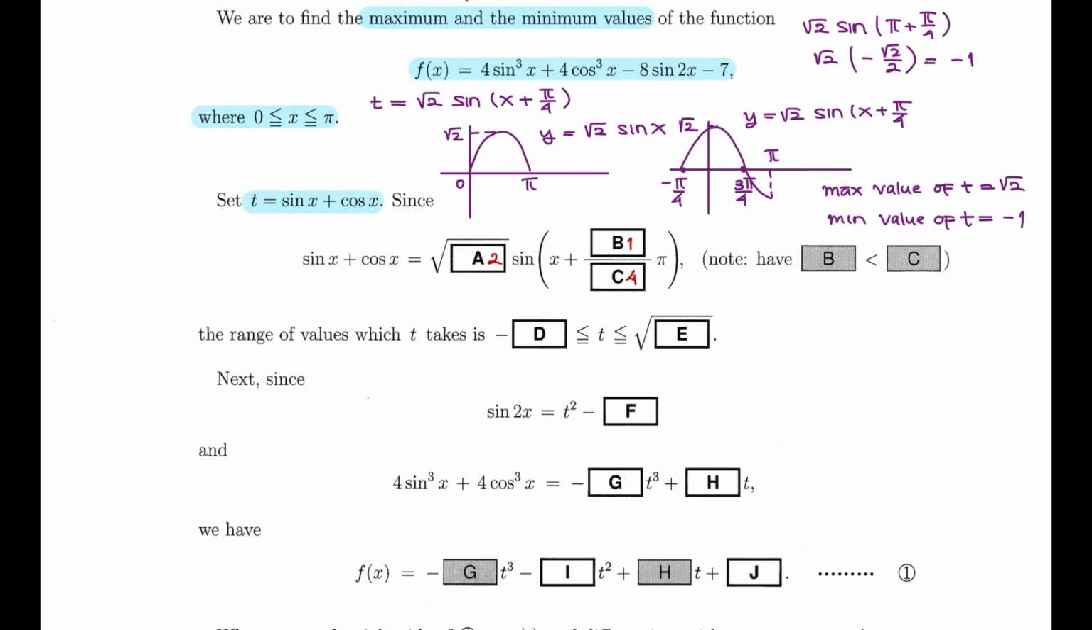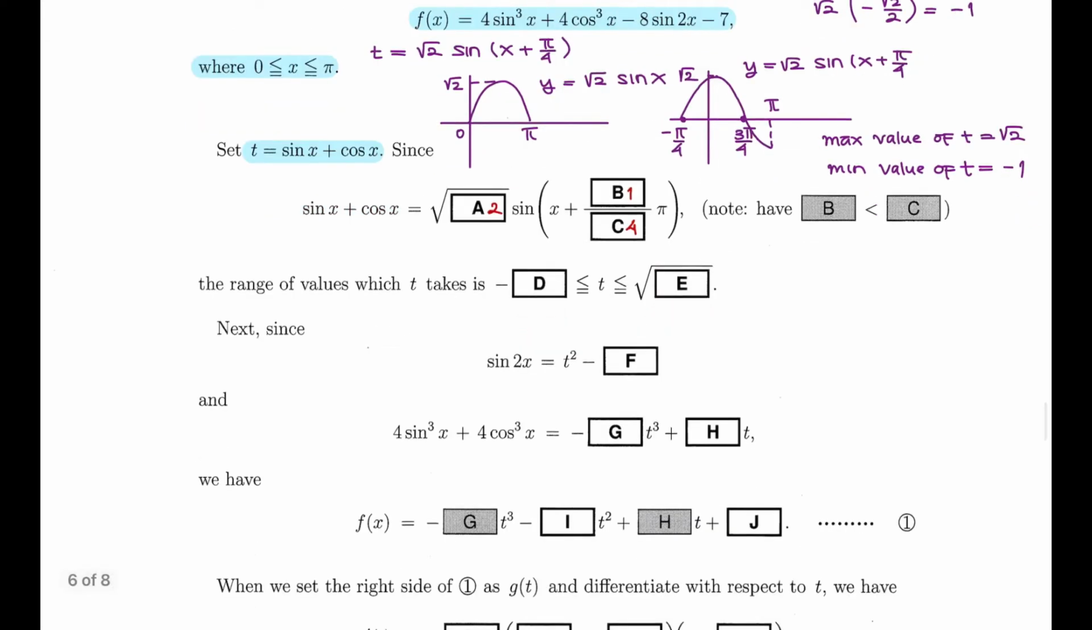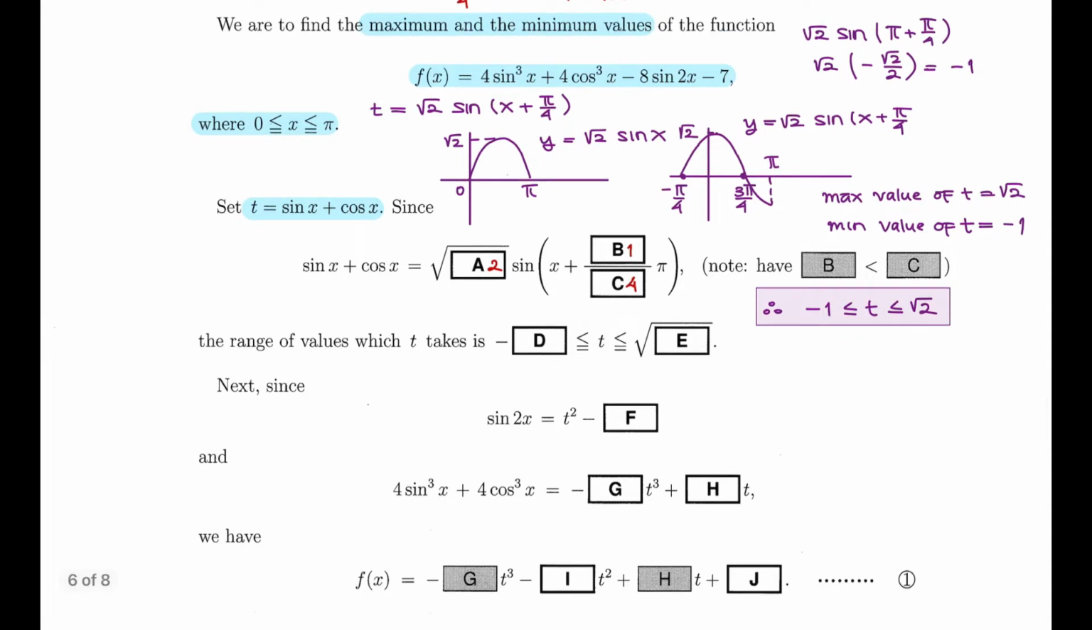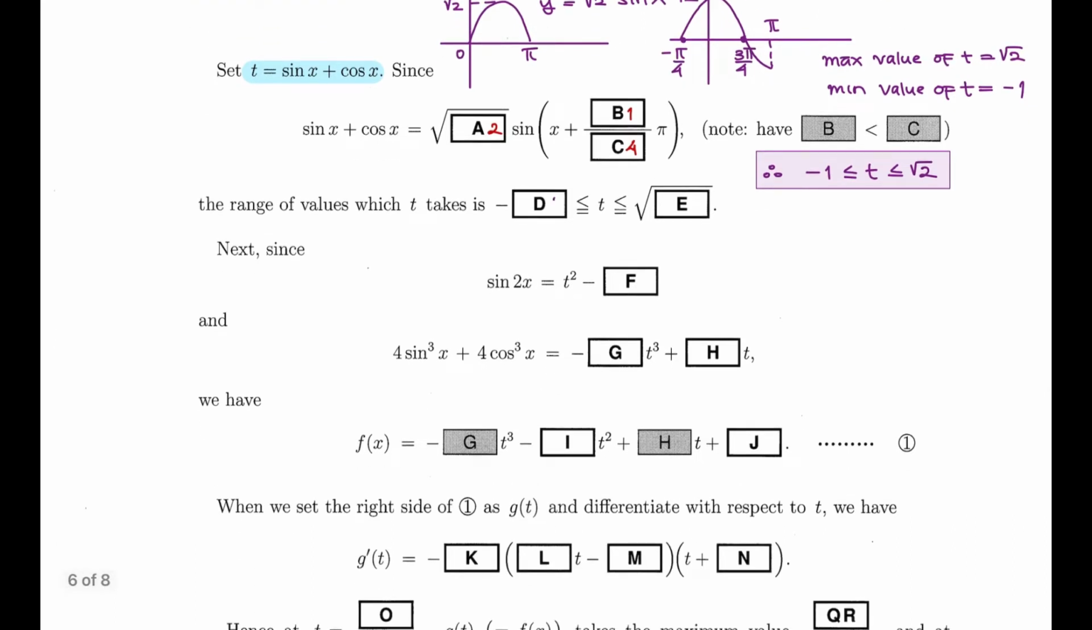So I already know the answer for letter D and letter E. Therefore, t is between negative 1 and square root of 2. So D is 1 and E is 2. Okay, let's move to the next question.